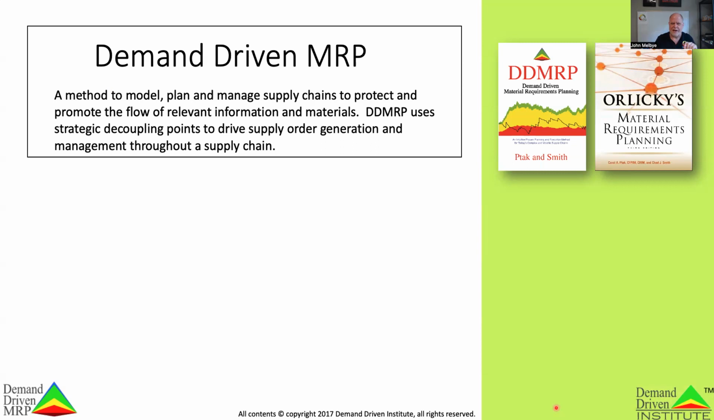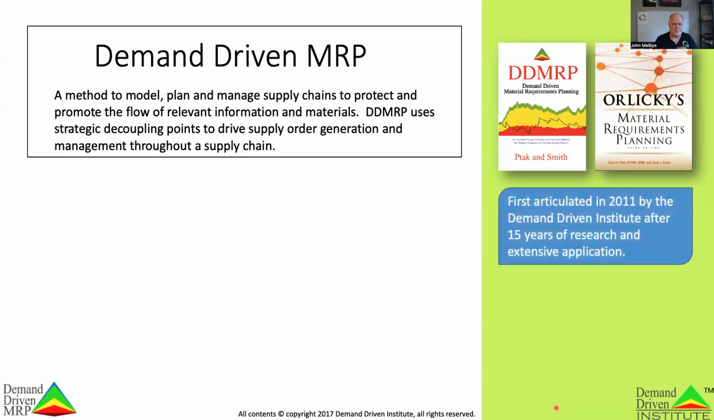There's a lot in that. Model, plan, and manage supply chains. Model sounds like kind of a simulation world. The planning part is MRP. The P of MRP stands for planning. And manage. What we've done is we've separated the planning side of our business and the execution side. So when we create a purchase order, we're not immediately expediting in every scenario.